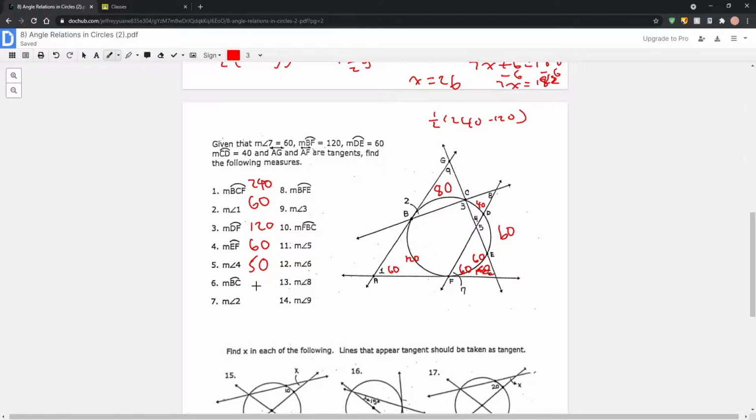So BC now. BC would equal 80. I think, yeah, I thought that was given to us. Yeah, that's just weird. Never mind, we did solve for that. My bad. We solved for that.